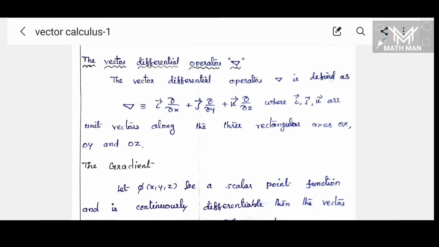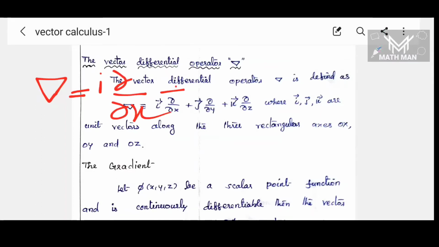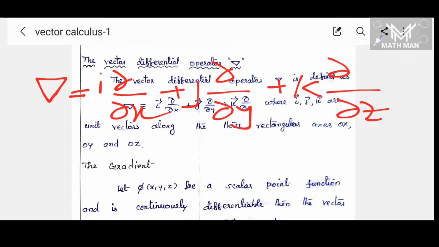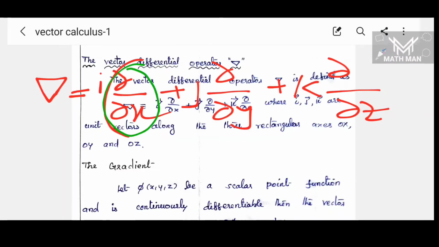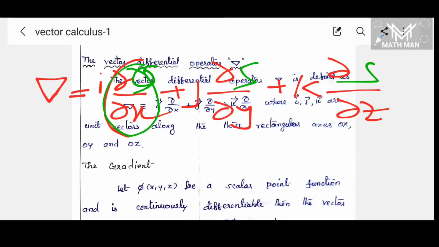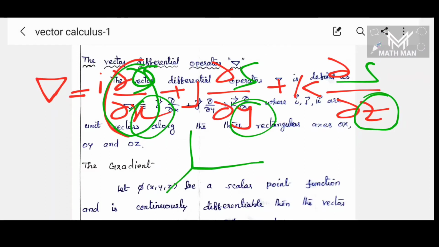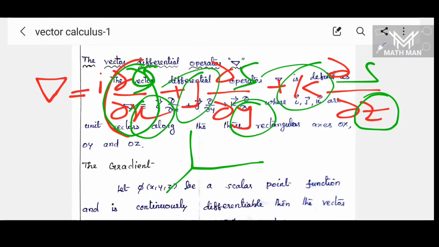Let us go to del. We are introducing a new quantity called del, which is equal to i cap of dou by dou x plus j cap of dou by dou y plus k cap of dou by dou z. It is a differentiating operator, which we use to differentiate any scalar quantity with respect to x, y and z. As a vector is three-dimensional, we use three differentiations. i, j, k cap represent the axes.